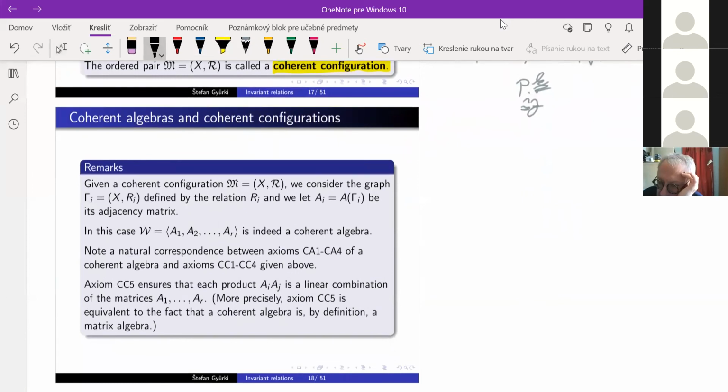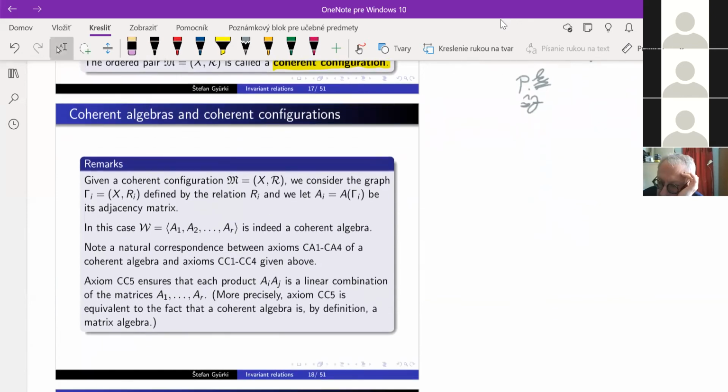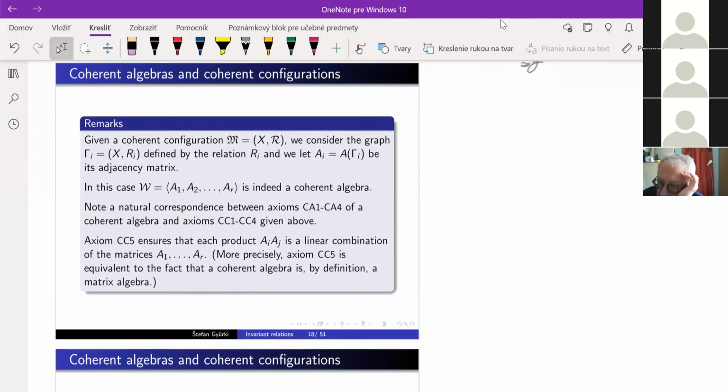So now we can switch from one language to other. We can formulate similar things in the language of matrices, in the language of relations, and in the language of graphs. And this is quite useful because we can switch if something can be expressed better in the language, for example, of matrices than in the language of graphs and so on.